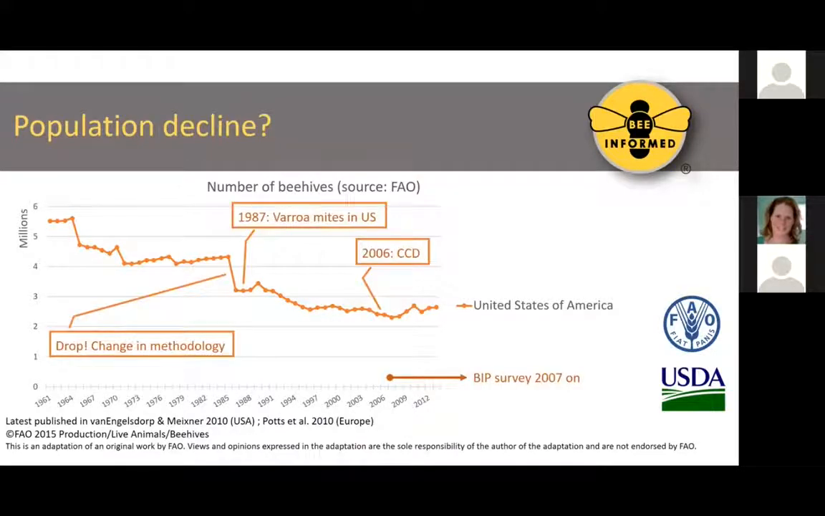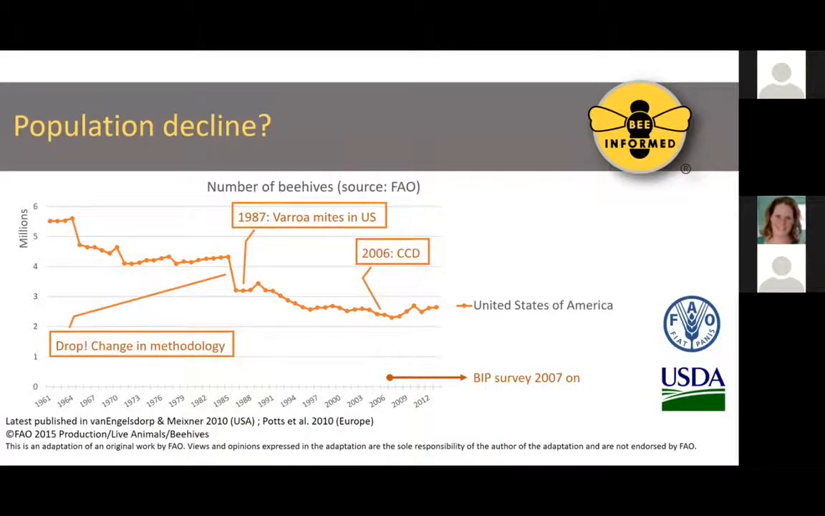Now, we can talk about this graph in more detail, and particularly about how the incidence of CCD and the arrival of Varroa mites in the country have barely impacted it. By comparison, the biggest drop in population estimate was actually due to a methodological change in how the survey was conducted. But in short, I have added here the arrow showing since when BIP has conducted its loss and management survey. And since the BIP survey started documenting 40% annual turnover, the total number of colonies in the country has remained stable despite high mortality, despite high turnaround.